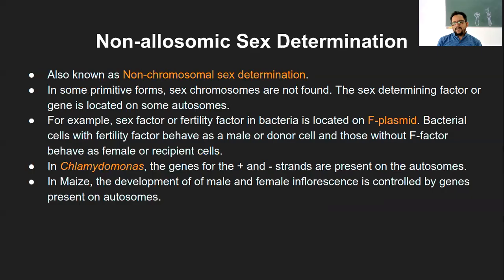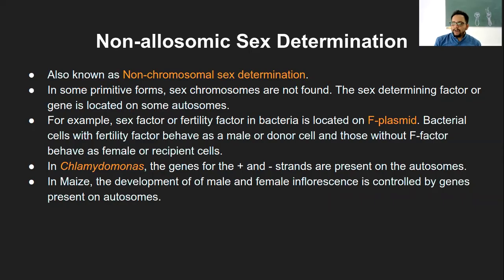Now, in this, for example, in some of the bacteria, it happens, which is not actually the involvement of chromosomes, rather it is more of certain factors. So in some of the primitive forms, sex chromosomes are not found, like bacteria and viruses and so on. The sex determining factor or the gene is located on an autosome. So there is a small segment of their genetic material which dictates a particular male or female category.